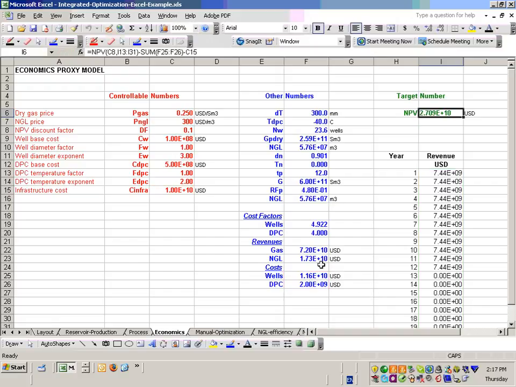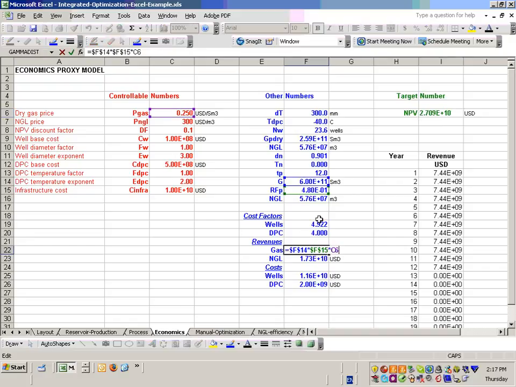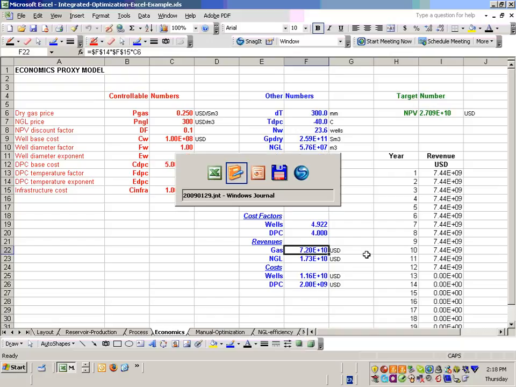The total revenue of gas is simply the total amount of gas that you produce. Can you write it on the PDF? Yeah. Okay.